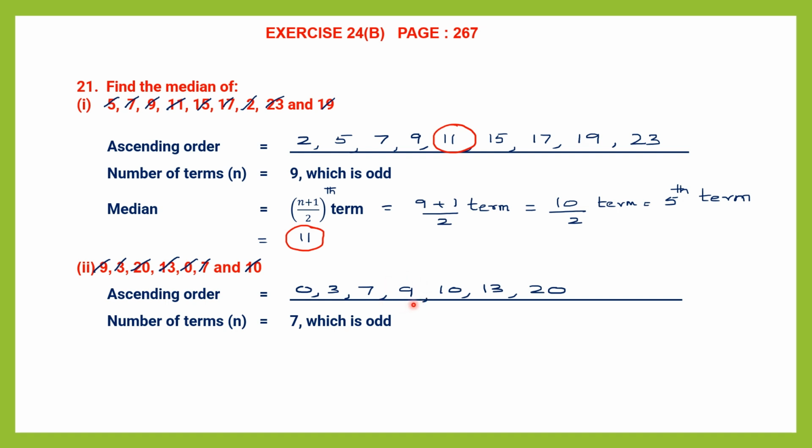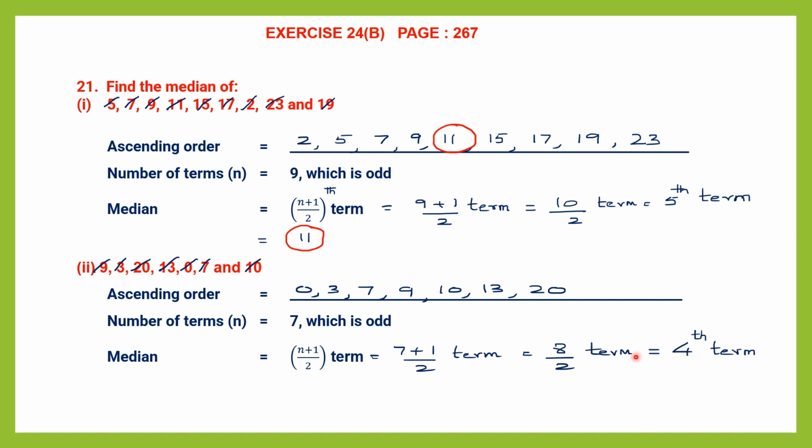But now we're going to use the formula. To find the median when the number is odd, this is the formula: (n plus 1) by 2. Here n is 7, isn't it? The number of terms is 7. So that will be the (7 plus 1) by 2 term. 7 plus 1 is 8, and 8 by 2 is 4. 8 divided by 2 is 4. So that means the fourth term. The fourth term is your answer.